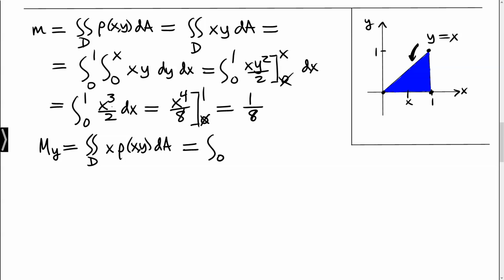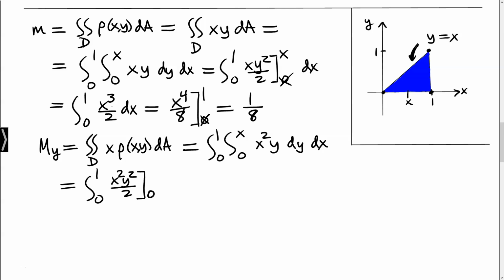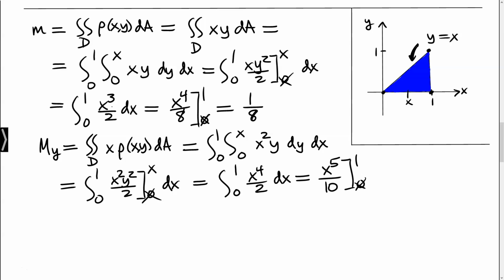Okay, so we're integrating 0 to 1, 0 to x. It's x times xy, so that's going to be x squared y dy dx. Again, with respect to y, we get x squared y squared over 2 from 0 to x, which means we're integrating x to the 4th over 2, which is going to give us x to the 5 over 10. Okay, x to the 5 over 10 from 0 to 1, which is 1/10.